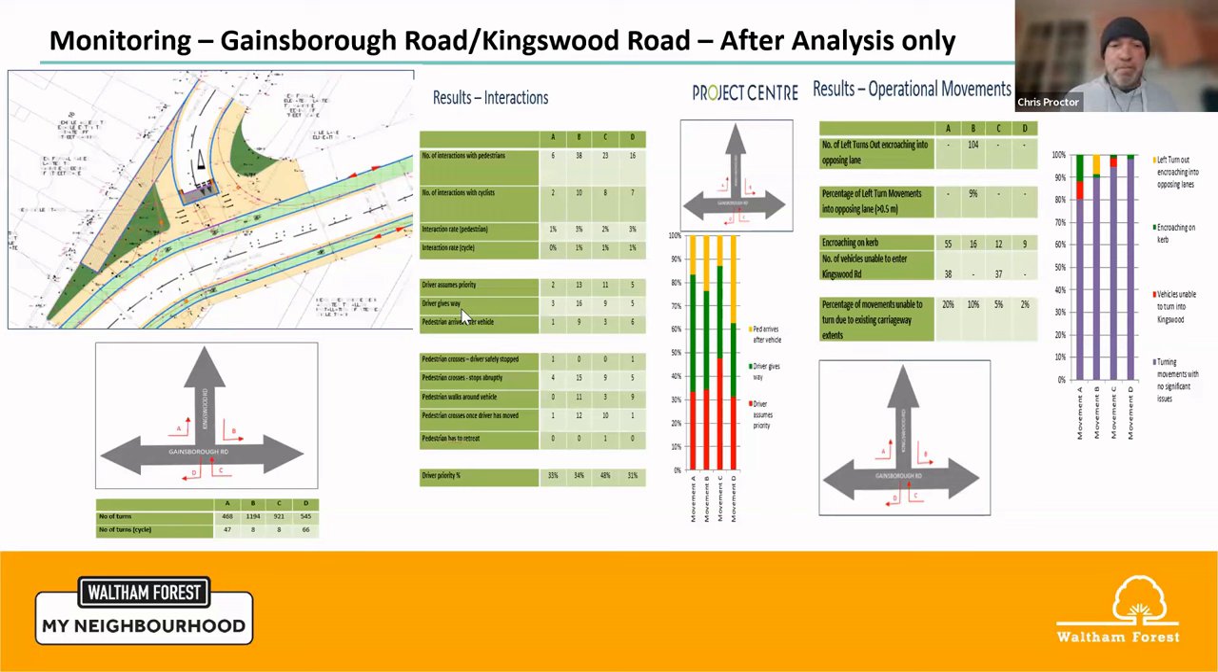I appreciate you may not necessarily be able to see all of these numbers in the presentation, but I believe they'll be available. Again, this one showed from a pedestrian priority perspective that pedestrians seem to get more priority. But the movements they got more priority on were different to the ones on Hoe Street, which is quite interesting. It also highlighted some issues around vehicles being able to get in and out, and as a result, some small adjustments were made to the junction to try and relieve that a little bit.